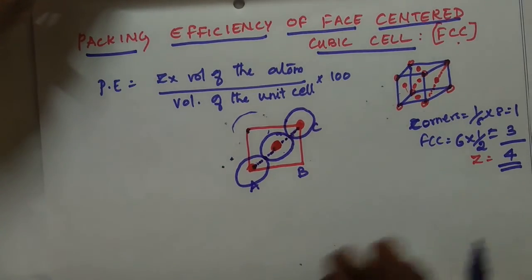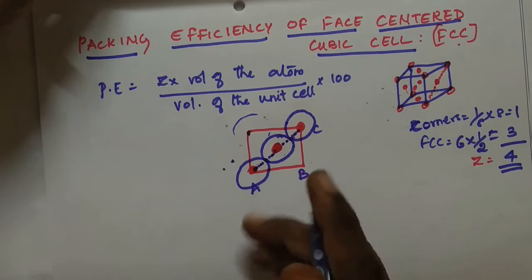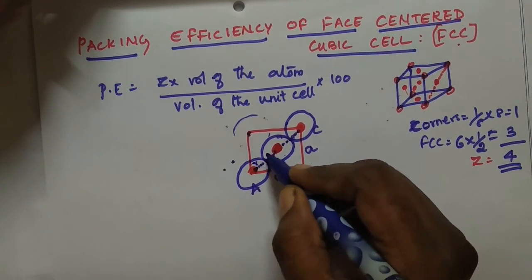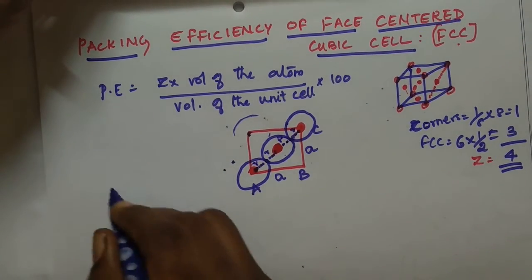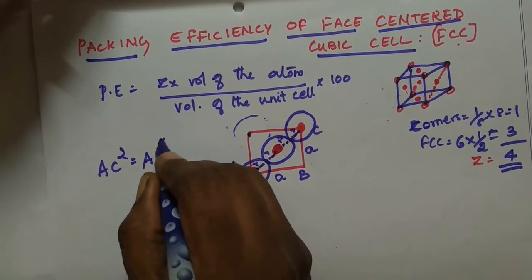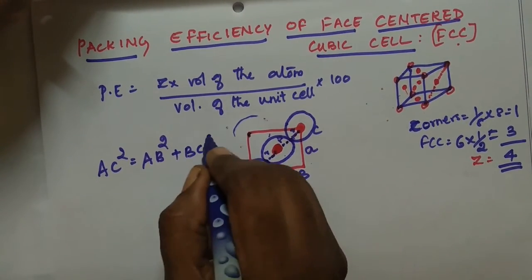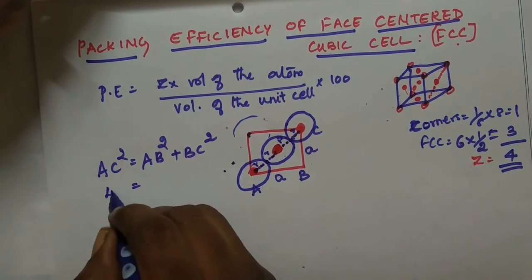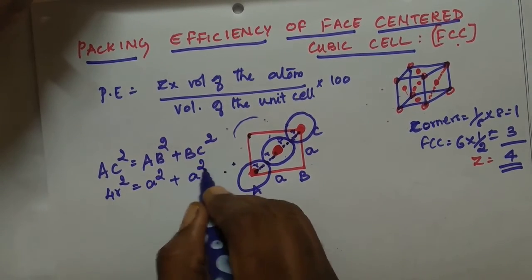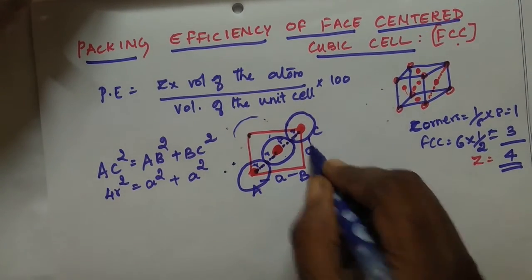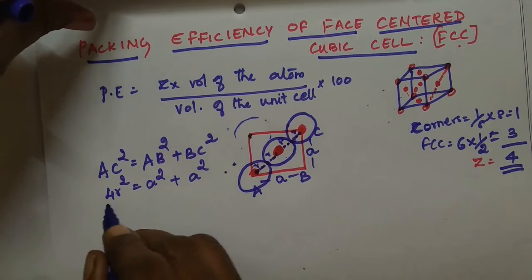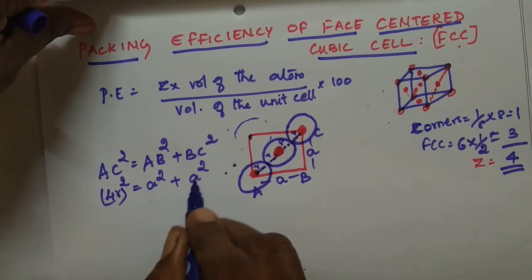So now again the same way, in ABC, this is the distance A, this is the distance A, and we know the distance of AC is equal to 4R. Calculating that, according to Pythagoras theorem, AC square is equal to AB square plus BC square. We know here AC square is equal to 16R square, and AB square is equal to A square plus A square, because we are going to calculate this distance and this distance. So now you got the value.